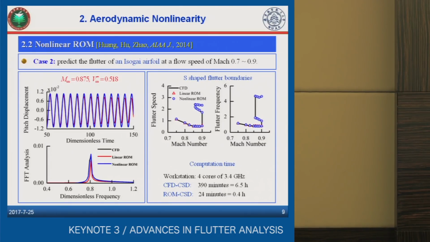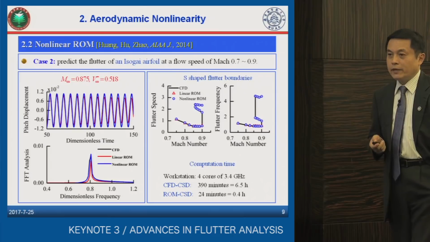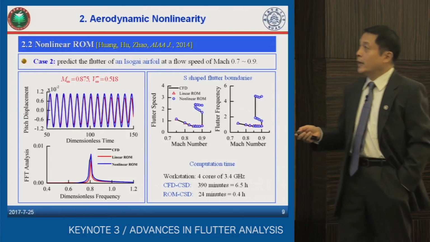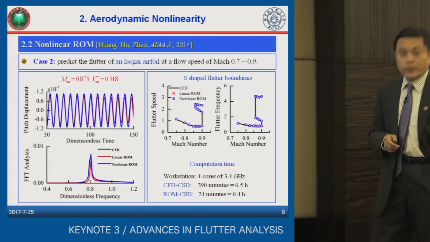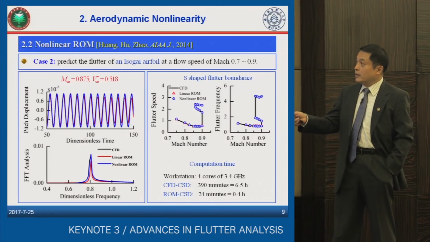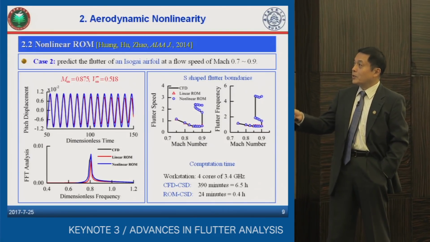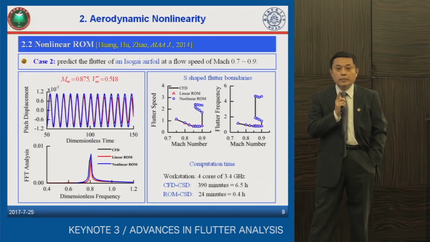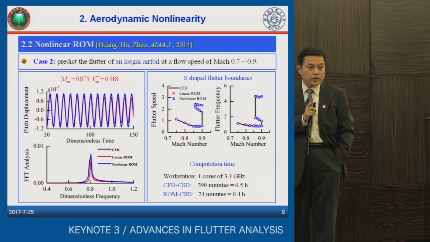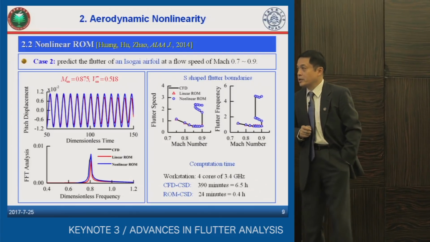More important is that the ROM can now predict a very typical nonlinear flutter. Here we have S-shaped boundaries of flutter speed and also flutter frequency. And this is the result predicted by the linear model, and actually the limit cycle oscillation happens at a flow speed much lower than the critical speed of flutter predicted by the linear model. That's a very important issue because limit cycle oscillation is very dangerous in practice.